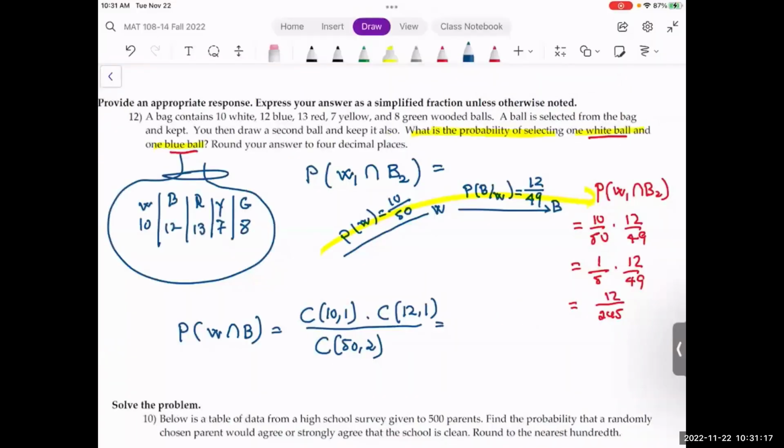So this one is going to be 0.098 if I do it this way. If I do 12 over 245, what is it? Anybody get 12 over 245? What in decimal? 0.049.